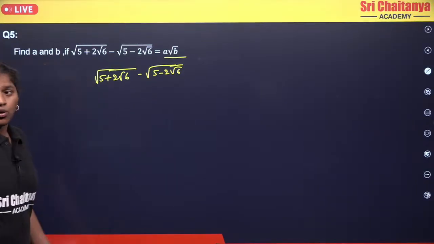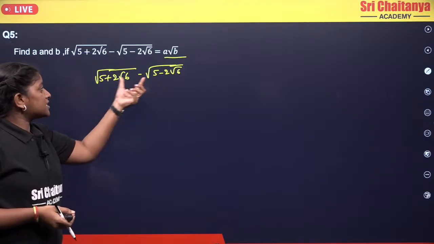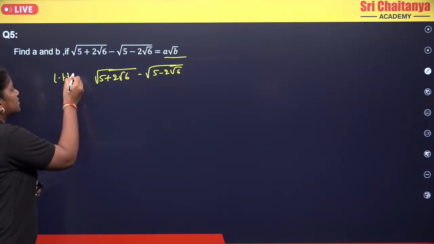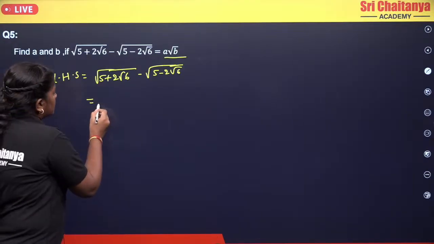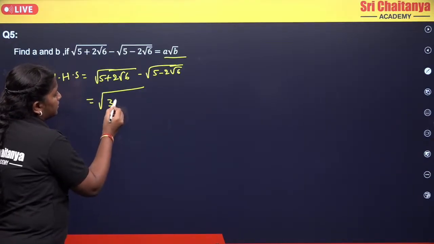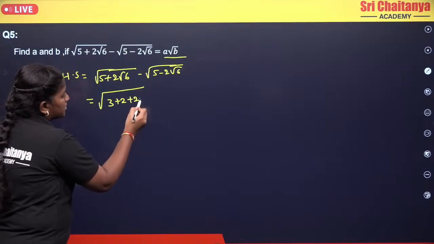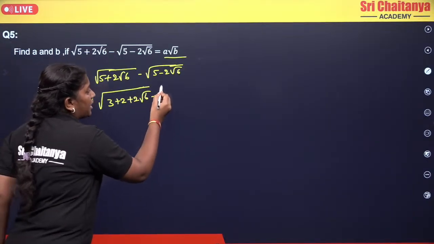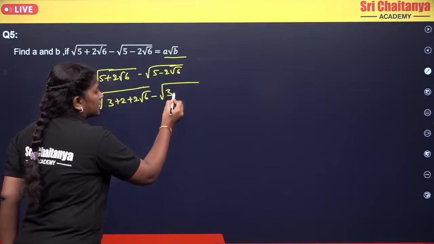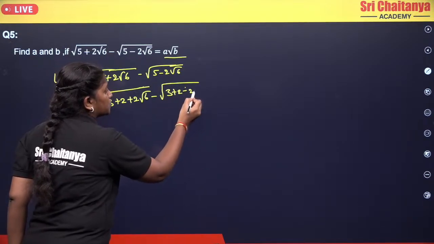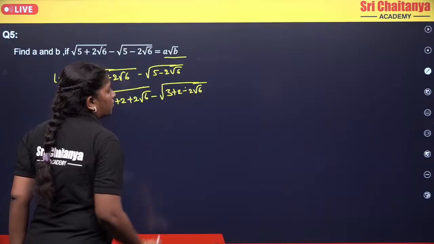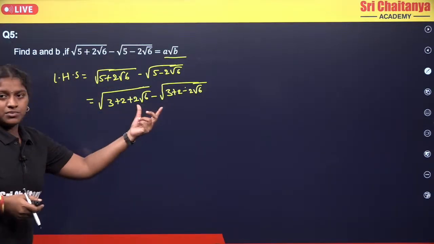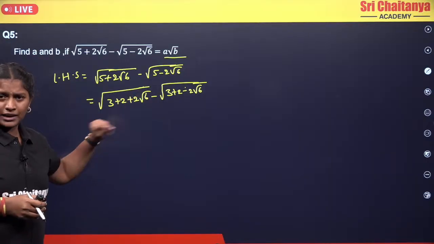Okay. Now whatever 5 we have inside the roots, we are just going to split that 5. So taking our LHS, I can write my 5 as 3 plus 2, so root of 3 plus 2 plus 2 root 6, minus, the same 5 can once again be split as 3 plus 2 minus 2 root 6. Okay. Now observe here clearly. We can rearrange the terms, or otherwise you can keep it like this only.